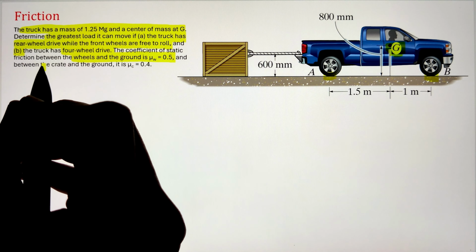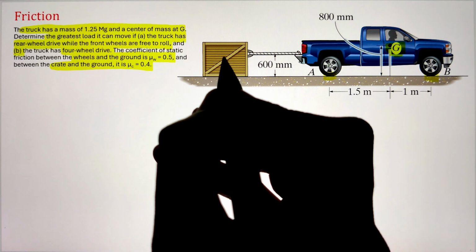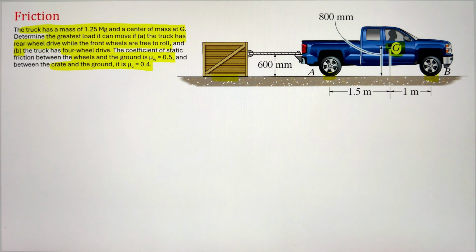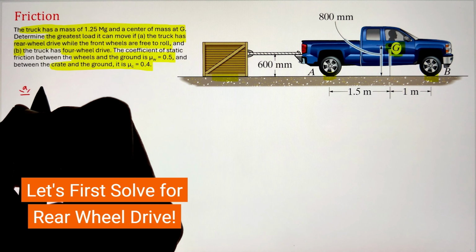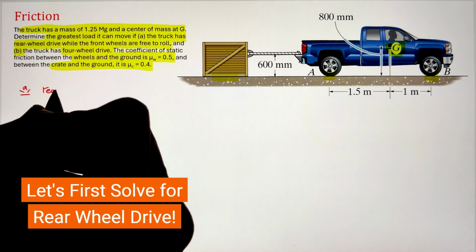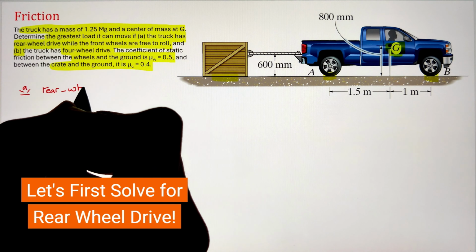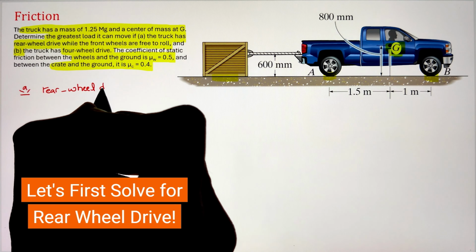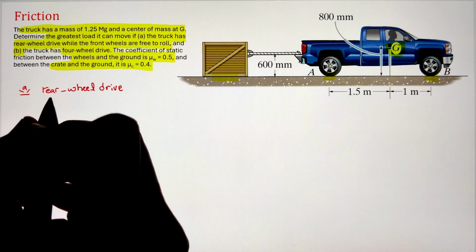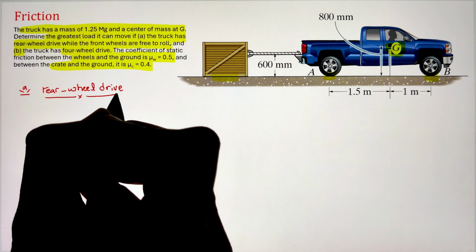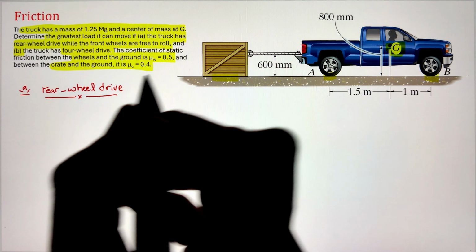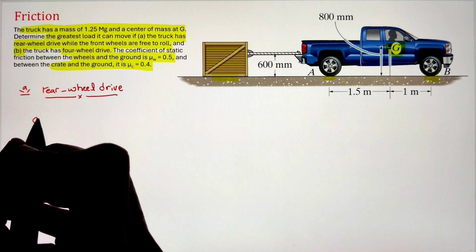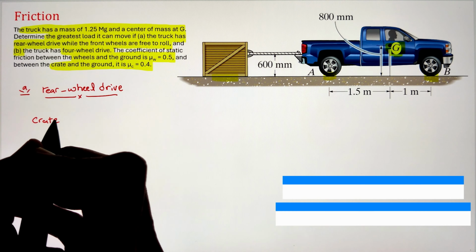Additionally, we are given the coefficient of static friction between the wheels and ground as 0.5, whereas the coefficient of static friction between the crate and the ground is given as 0.4. In order to solve for that maximum load, first let us consider the truck being rear wheel drive. First, we have to identify the tension that is being developed in the rope connecting the truck and the crate.